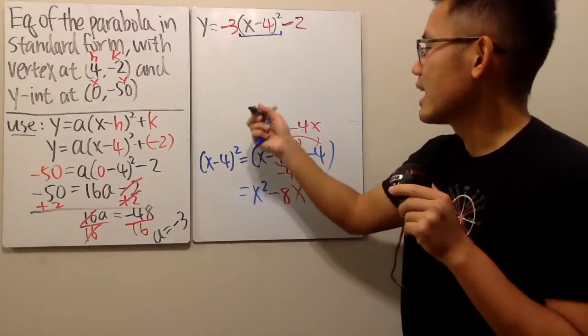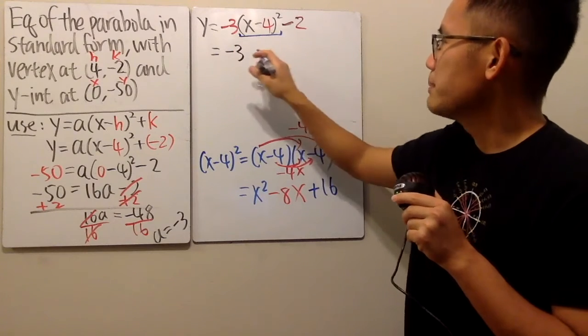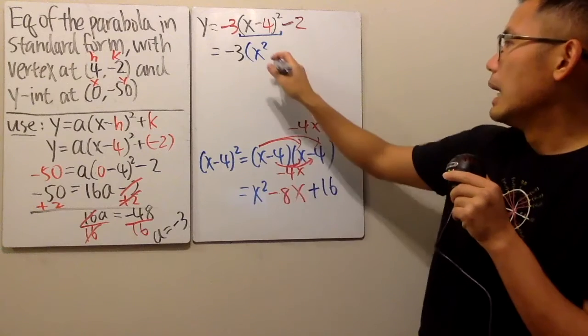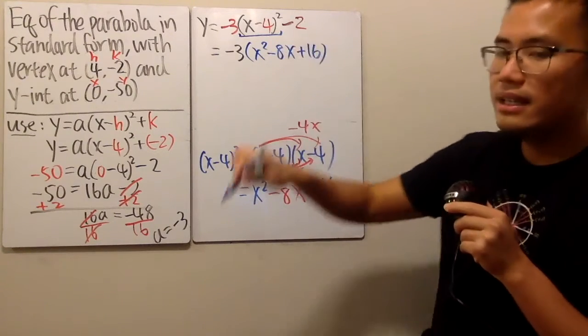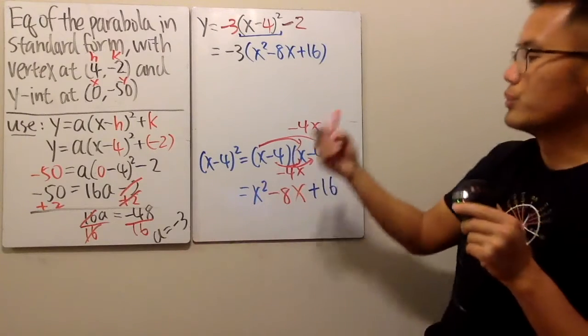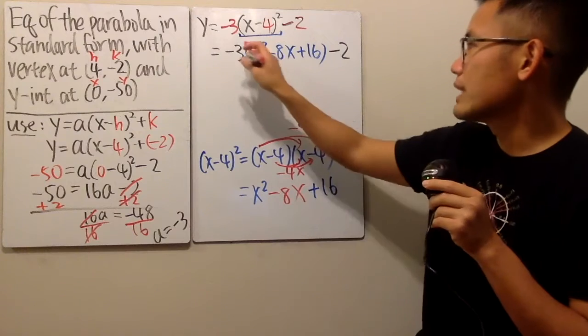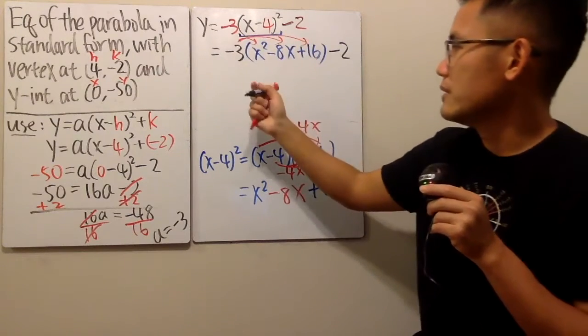So, let's come back here. We get -3 in the front. And for this part, we have x squared minus 8x plus 16. And then in the end, we have the -2. Right? Then we just have to distribute this guy. And then we'll see.